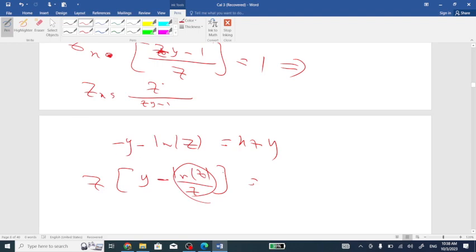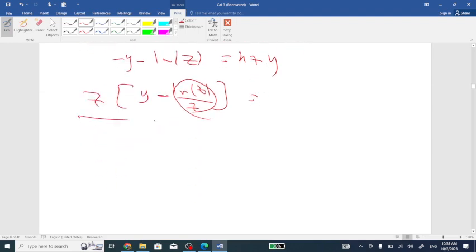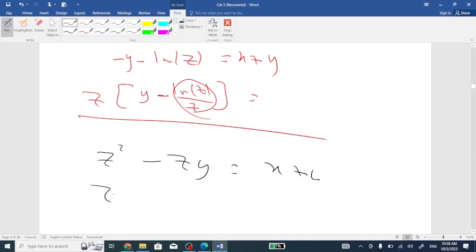Clear? If in case, for example, another example, you have z square plus zy equal to x plus y. Majority, yes.